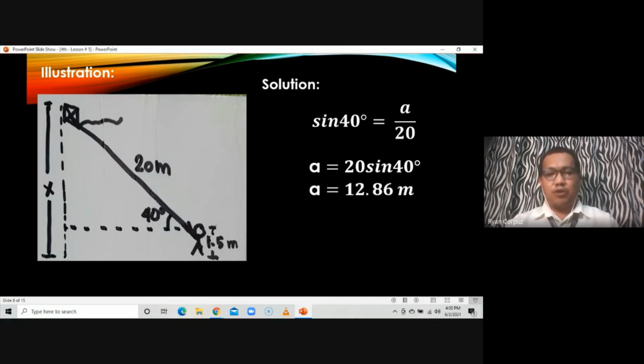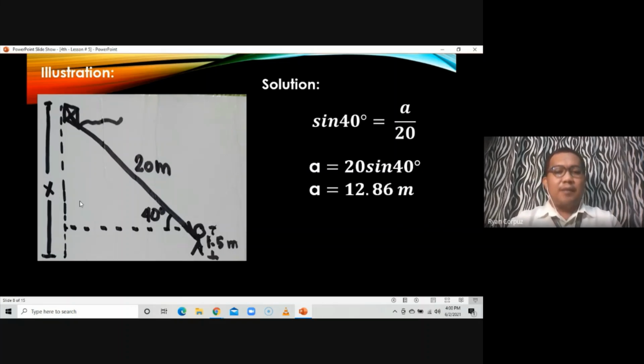12.86 meters. So, usually, nire-round up natin siya into 2 decimal places. Kapag wala namang instruction kung saan natin siya i-round up, so always round your answer to the nearest hundreds or into 2 decimal places. So 12.86 meters, ito pa lang yon. That is A.